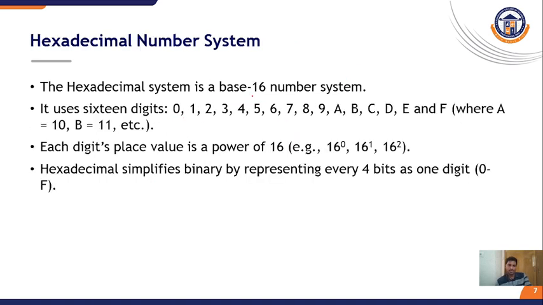The hexadecimal number system is a base 16 number system, in which the digits used are 0 to 9 and A to F. A represents the decimal number 10, B represents 11, C represents 12, D represents 13, E represents 14, and F represents 15. These decimal, hexadecimal, and octal number systems are used to simplify the representation of data.